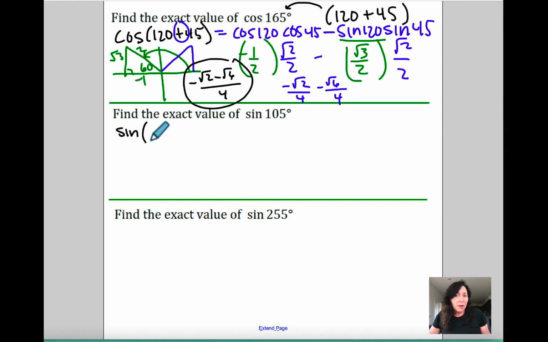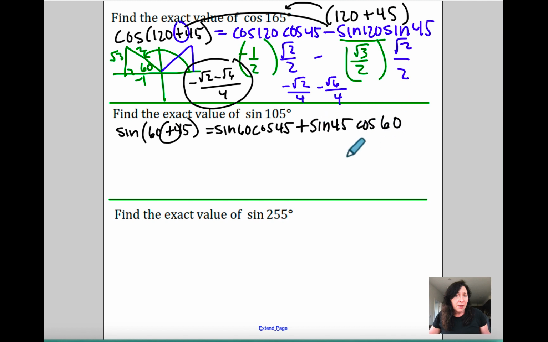Okay, sine of 105. I'm going to use sine of, let's see, 60 plus 45. And so that's going to be equal to sine of 60, cosine of 45. Sine is the same, cosine is different, right? I had to change the sign, but sine is the same. And then it would be sine of 45 and then cosine of 60. So sine of 60 is root 3 over 2. Cosine of 45 is root 2 over 2. Plus sine of 45, root 2 over 2, times cosine of 60. 60 is here, right? Root 3, 2, 1. Cosine is adjacent over hypotenuse, so that's 1/2. So what I have is root 6 plus root 2, over 4.